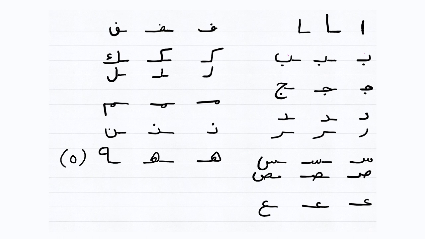Now, waw does not connect with the following letter. So I have waw. Waw doesn't connect with the following, but it connects with a previous one. And then waw. Finally, ya is at the beginning, two dots in the middle. And then finally, it's like a short ya, similar to what we already used earlier. So this is how the alphabet connects.